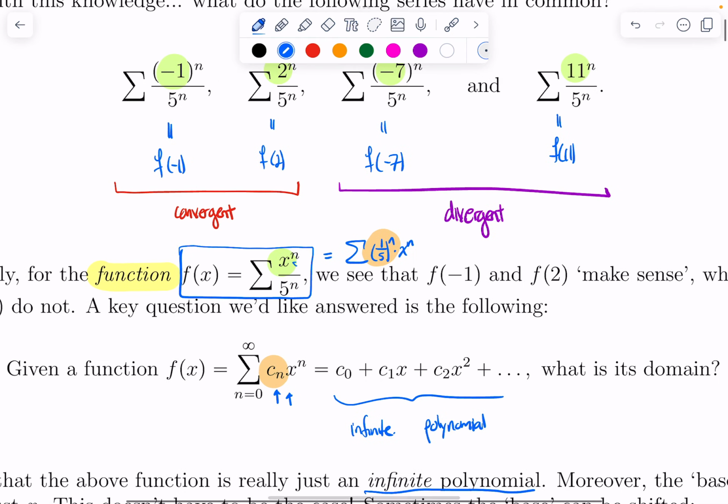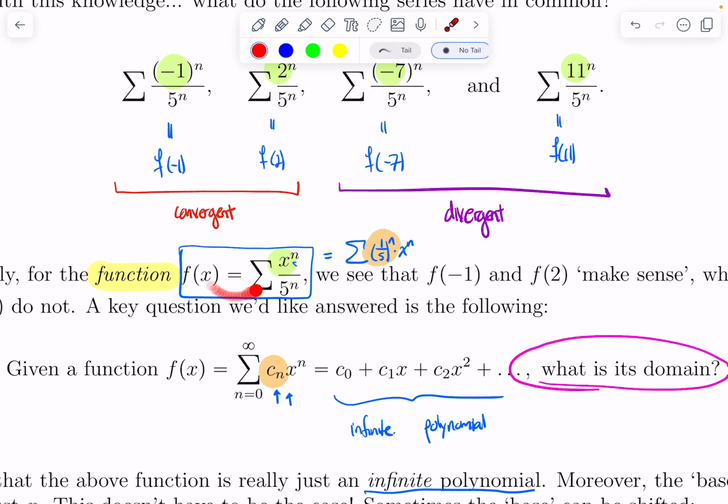So this function, which now we're going to look at and declare it to be an infinite polynomial, the main question we're interested in is, what is its domain? As we saw up here, for this infinite polynomial, -1 and 2 are in the domain, whereas -7 and 11 are not in the domain. We need to figure out what that domain is. One thing that we need to be a little bit aware of as we move forward is that this infinite polynomial here is written with powers of x.